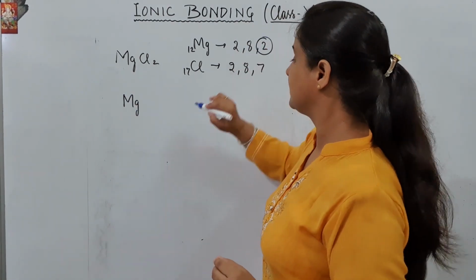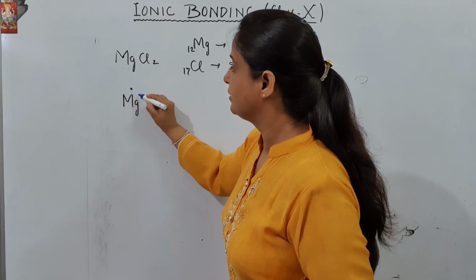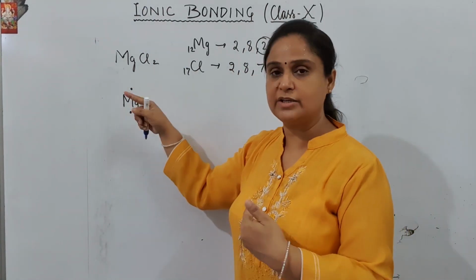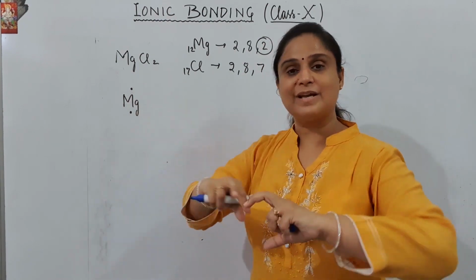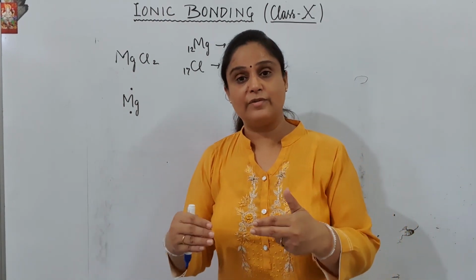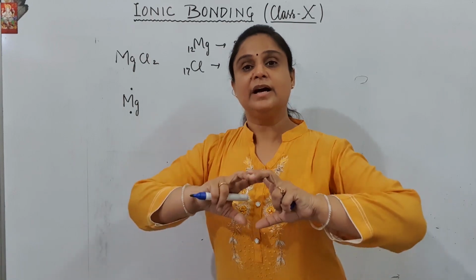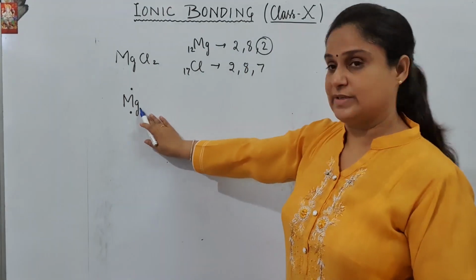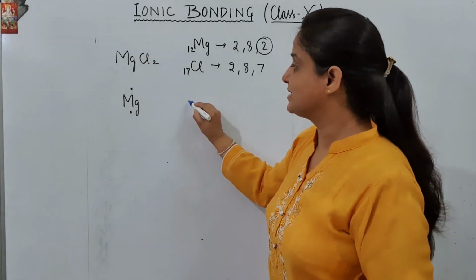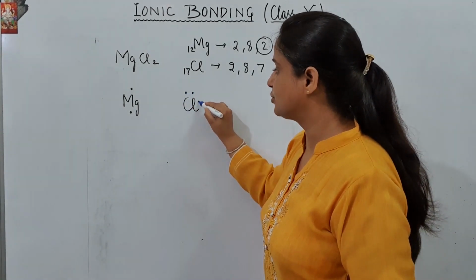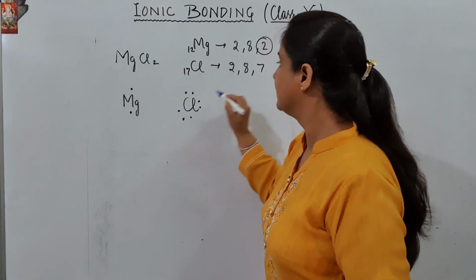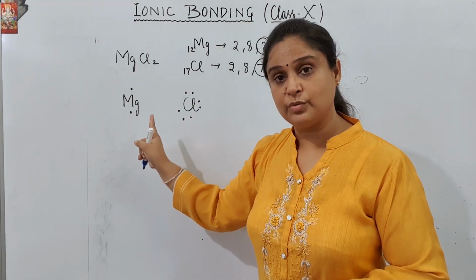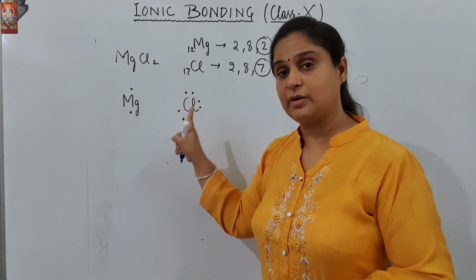How many electrons are there? 2. So I am drawing here 2 electrons in a symmetrical manner. If you want to keep them together, you can keep them. But I wanted to separate them because electrons always try to be apart from each other, because they have the same charges. So this is the Lewis structure of magnesium. I am drawing here Cl, and the structure of Cl is 1, 2, 3, 4, 5, 6 and 7 electrons in its outermost shell. Magnesium wants to lose 2, but chlorine wants to take only 1.